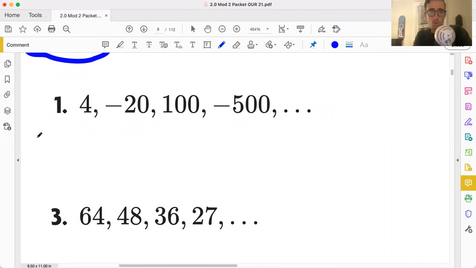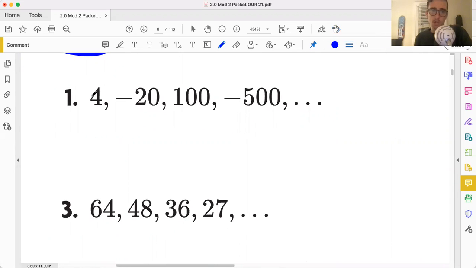So here, we're going back and forth between 4, -20, 100, and -500. So it's definitely not arithmetic. I'll tell you why. This would involve subtracting 24. It would then involve adding 120. So that's definitely not arithmetic. We don't want to pick that. However, it could be geometric. So let's entertain that for a moment.